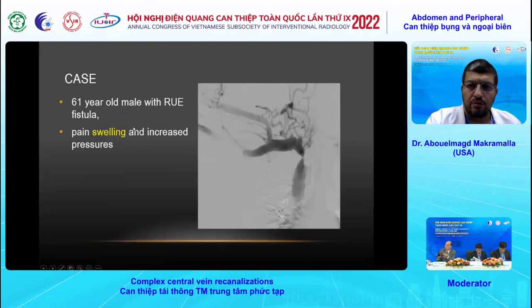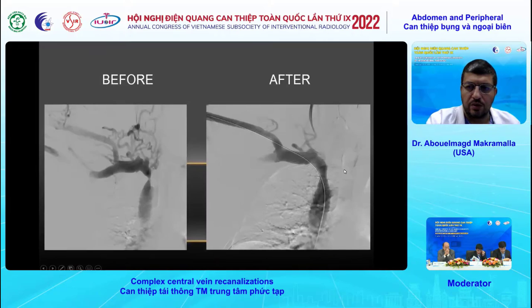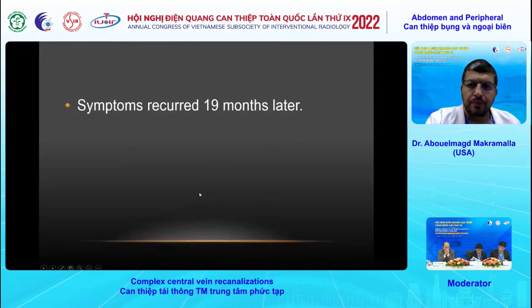This is another patient who had right upper extremity pain and swelling. As you can see, there's severe stenosis of the brachiocephalic vein with multiple collaterals. We opted to just perform angioplasty without stent placement, and we had excellent results. As you can see, the caliber of the brachiocephalic vein was widely patent. We instructed the patient to follow up with us to make sure that if there's any recurrence of the swelling, then we would intervene immediately.